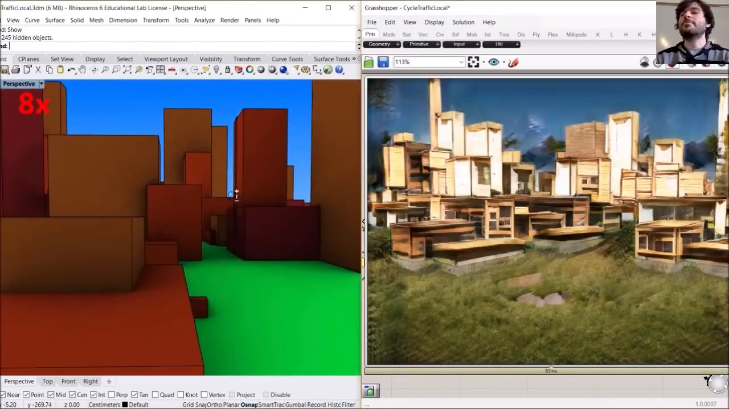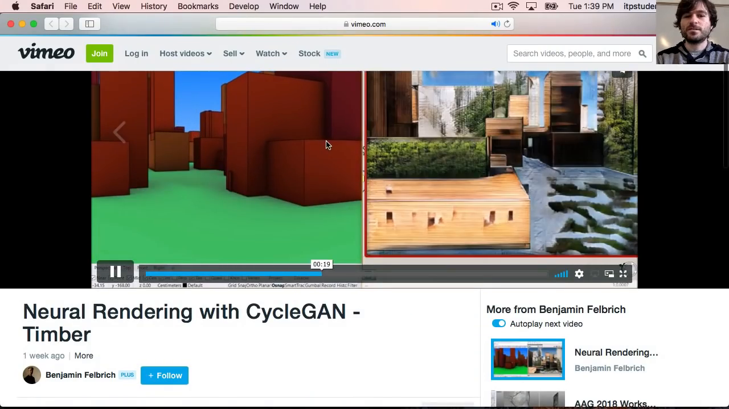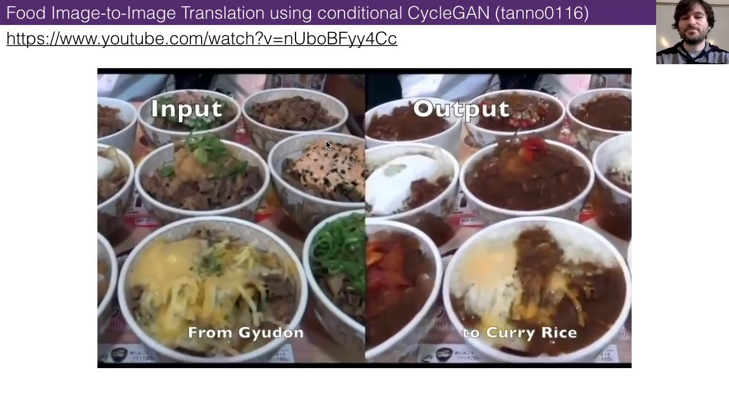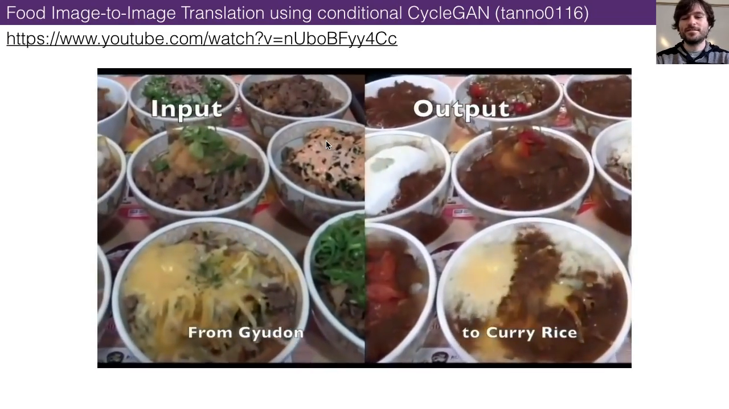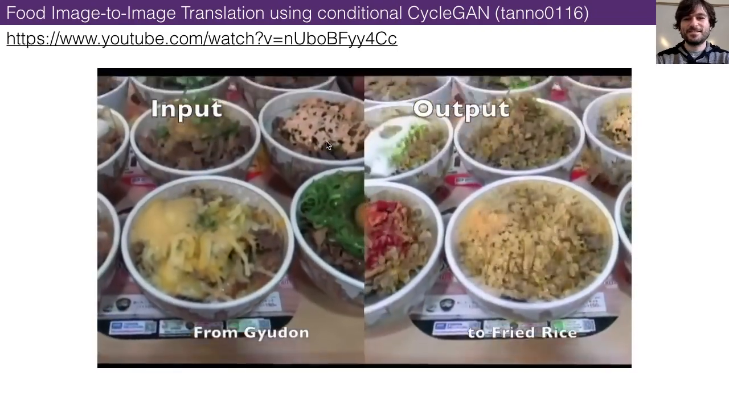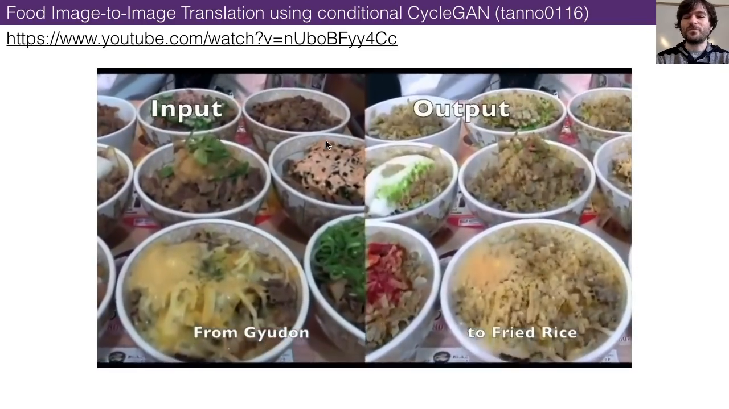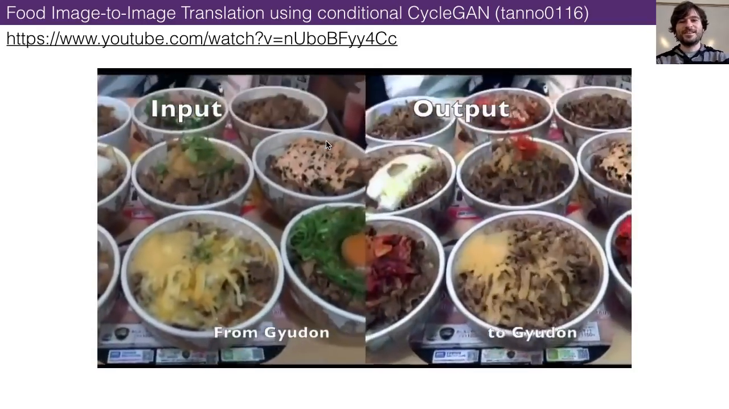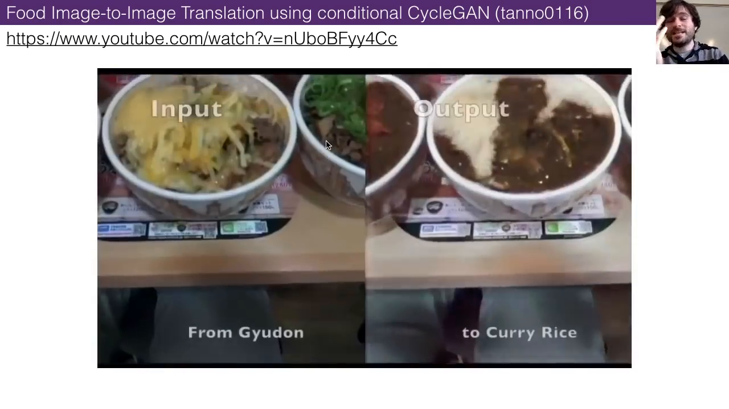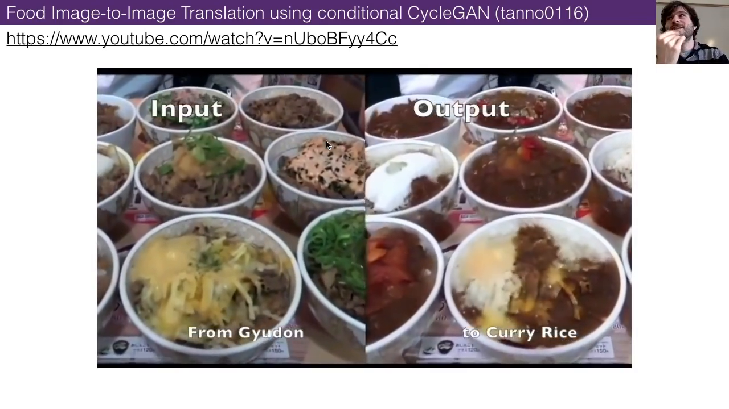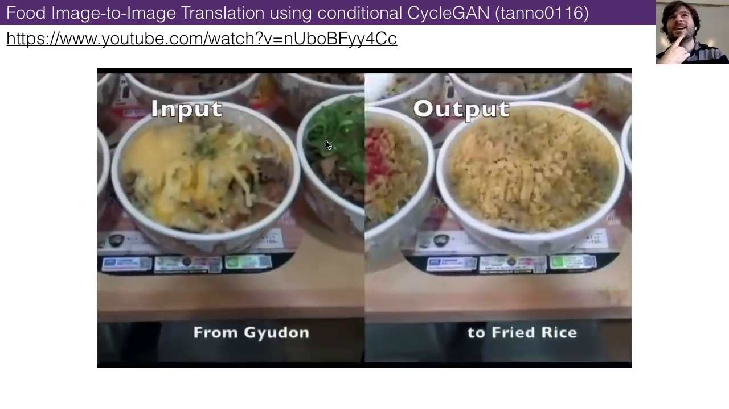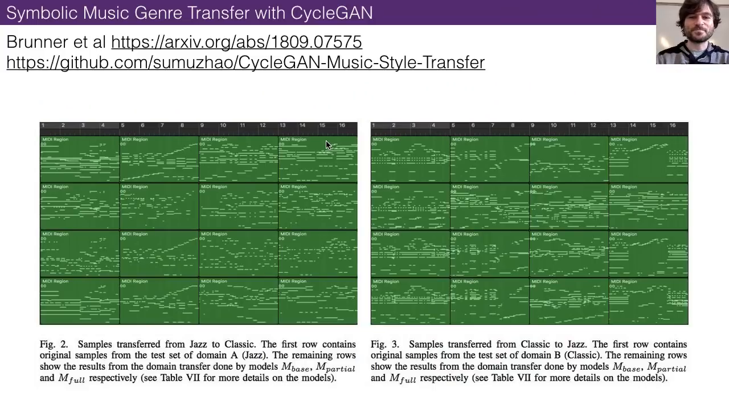He has a few examples of this. I think he has a sketch one as well. Food to image translation, so everything becomes curry. Everything to fried rice. A lot of these projects, I can't even identify them. They're just random GitHub or random Reddit posts. It's just coming from nowhere.